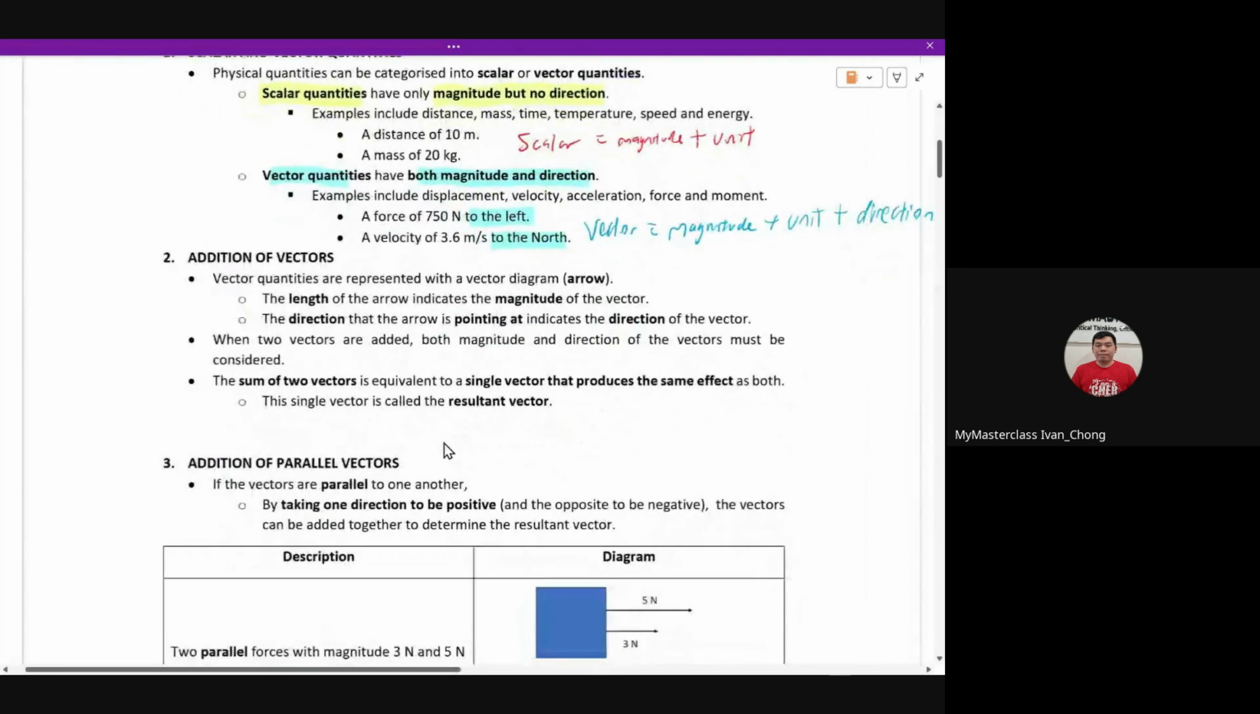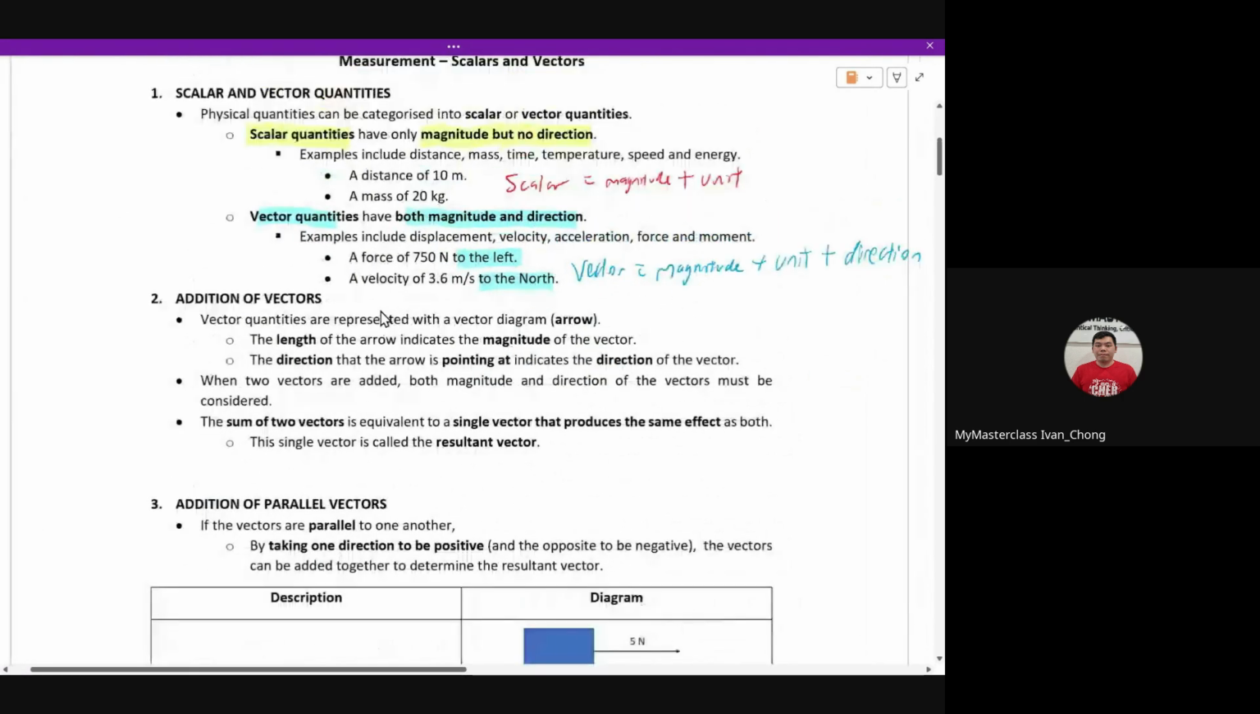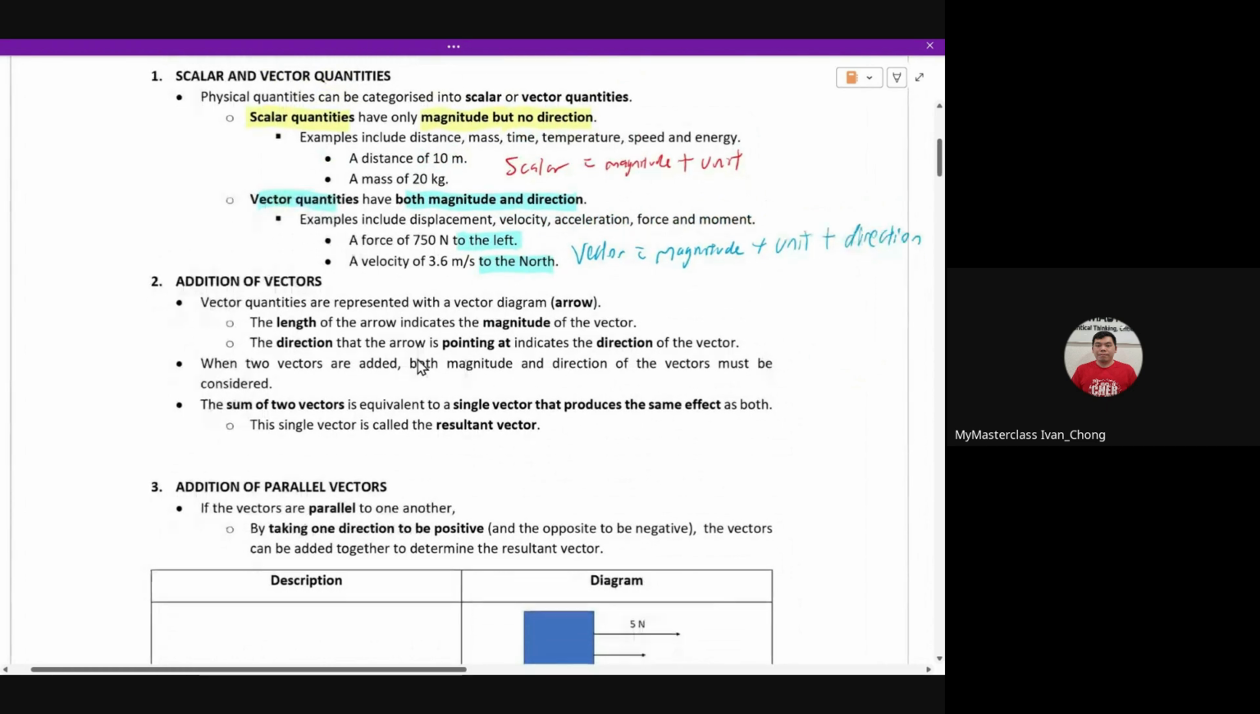Now, if you have covered your dynamics chapter already, you know that forces, which are vectors, will be represented by arrows. Very important is the length of your arrow, which shows your magnitude, how big is my value. For example, 50 newtons is longer than 10 newtons. The direction of the arrow is the direction of your vector. So for all vector quantities, we use arrows to denote how big they are by how long they are, and the direction they point to is the direction of the vector.